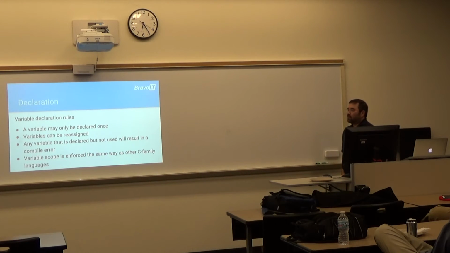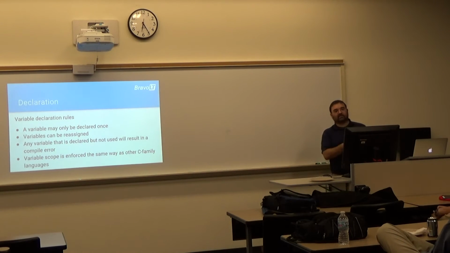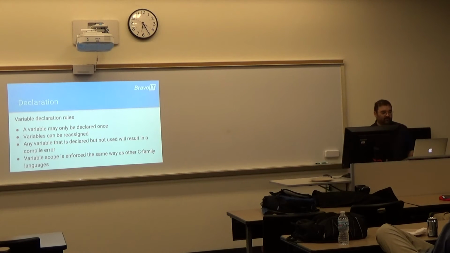Variable scope is enforced the same way as other C family languages. So if you're inside curly braces, that basically defines scope. If you declare a variable inside of the curly braces, that variable will not be available outside of the curly braces. I think most everybody here is familiar with that. If you develop in C# or Java or anything like that, that's a pretty standard thing.